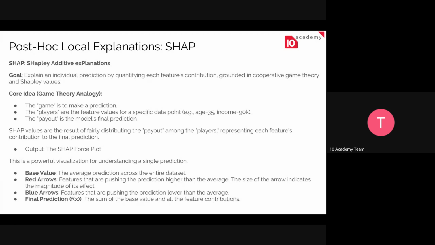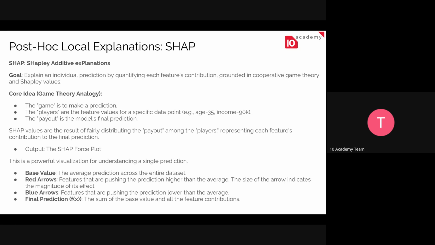So the core idea: we have the game, which is the prediction, the players, which are the features, and the payout, which is the model's final prediction. SHAP values are a result of fairly distributing the payouts among the players, representing each feature's contribution to the final prediction. I think it's better to talk about this with an example.